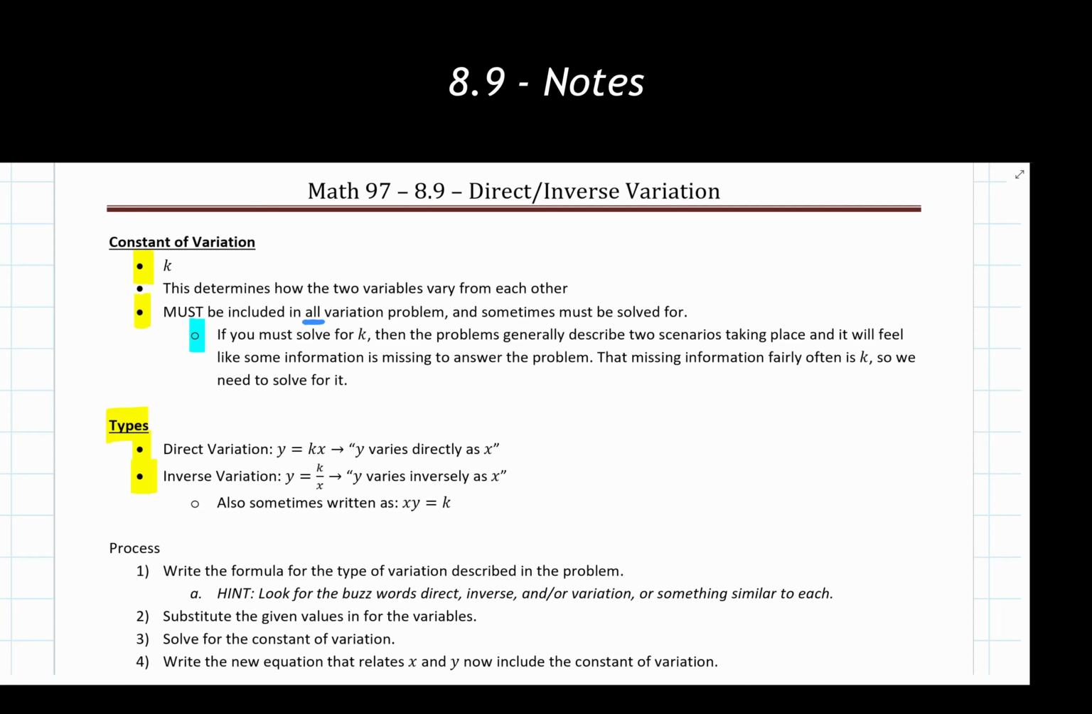But our other type of variation that we have is inverse variation. This is written as an equation as y equals k divided by x. This is often written as y varies inversely as x. You can also sometimes see inverse variation written out as an equation as xy equals k. It means the exact same thing as our equation written up here. These are equivalent equations. That's just different ways of writing them out.